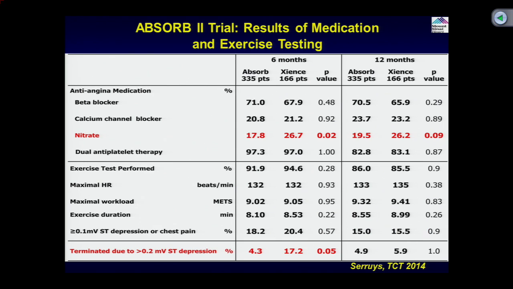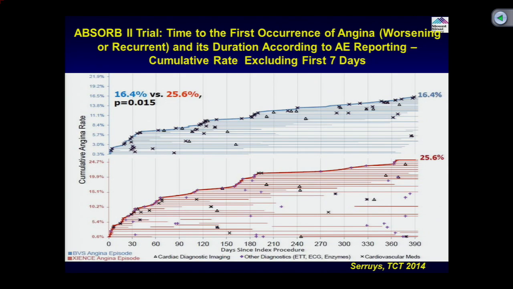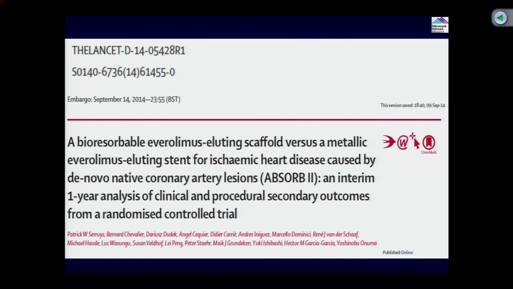Then what we found at follow-up was better exercise tolerance, lower use of anti-anginal medications in the Absorb group, and less angina. You can see this slide showing less angina, 16% versus 25.6% in the Xience. So clearly there is less angina or recurrent angina in the Absorb group, maybe because we didn't go to very high pressure, and this will be published in Lancet. I could not access it to get a little more data on it.